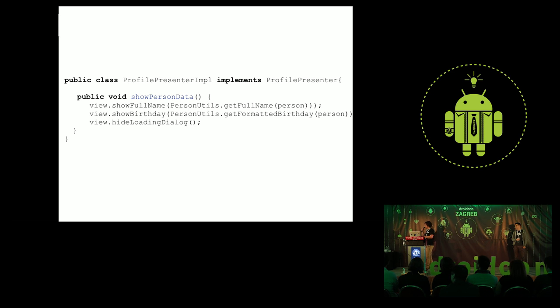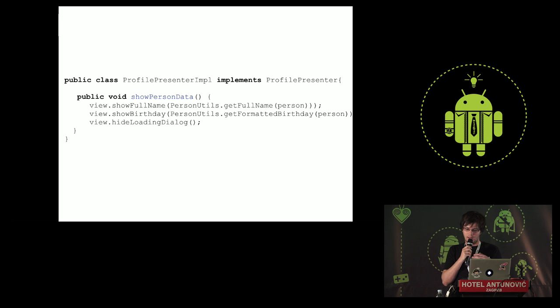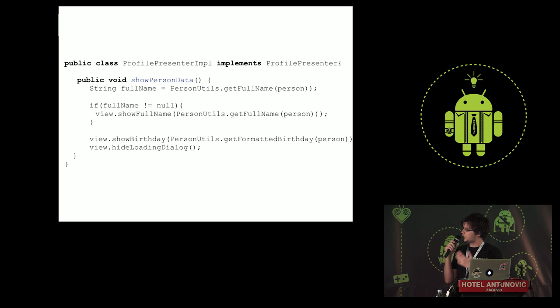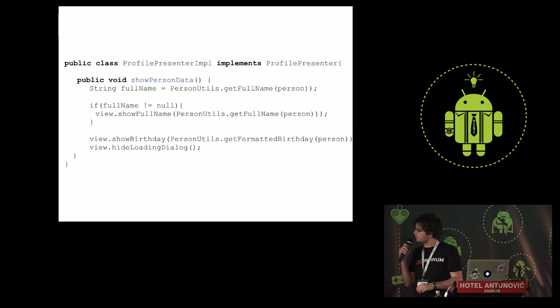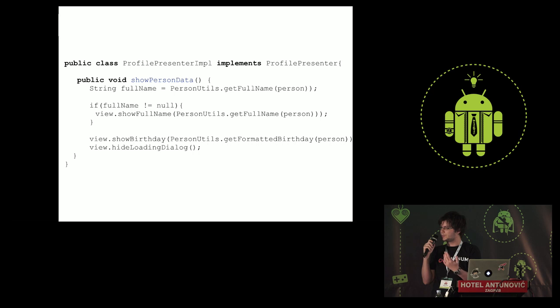Okay, so once again, person model could be null, and this is not null safe. We have a lot of utility methods which could return null values, and we don't want to update the view with null values, so we can be smart and check if the results from those methods are actually null or not.